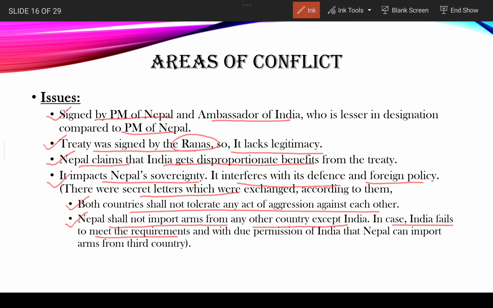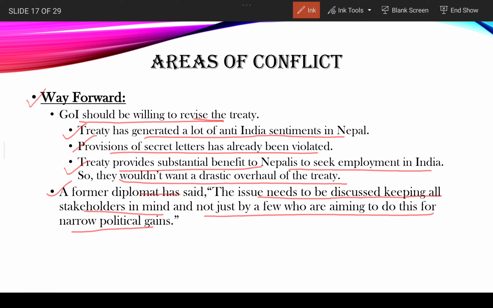I hope this point is clear about the 1950 treaty, its provisions, its context, the issues associated with it, and what shall be the way forward. Okay. Now, very important, even from the perspective of prelims, is the territorial dispute. Basically, there are two territorial disputes. One is with the Kalapani region, and the other is the Susta region.